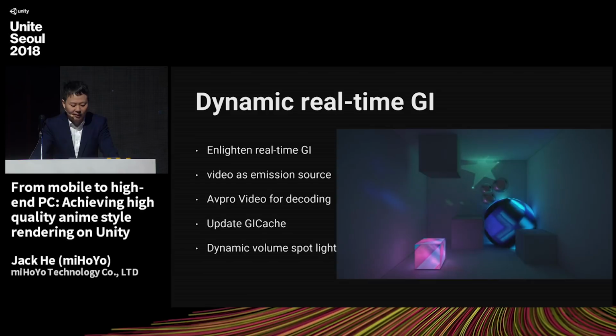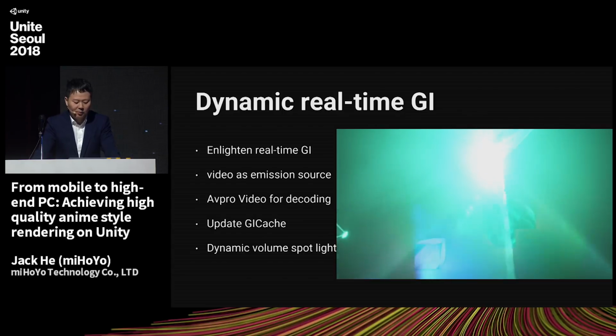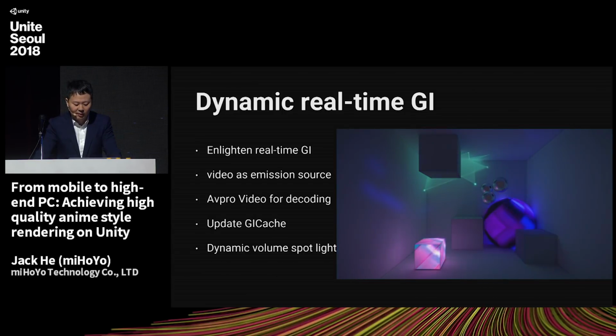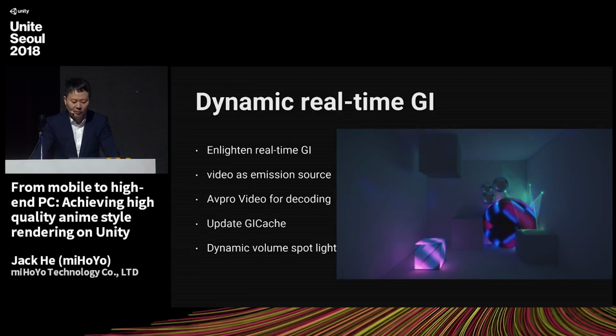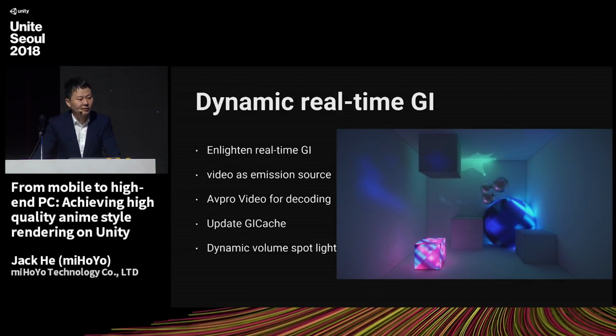By setting the emission value above 1, we can get a very bright light source. Remember to update the GI cache so that the indirect light from the emission changes in real time. When used together with dynamic volume light, the final lighting result seems quite impressive.